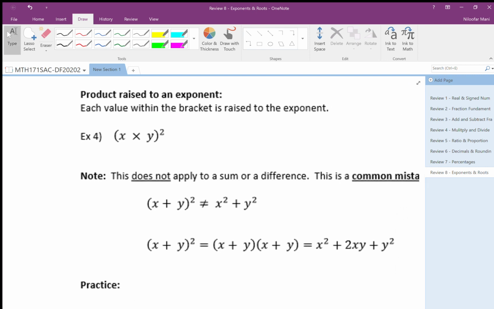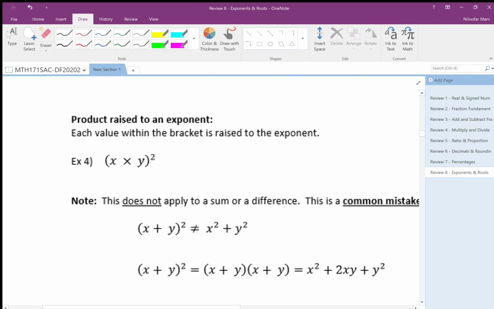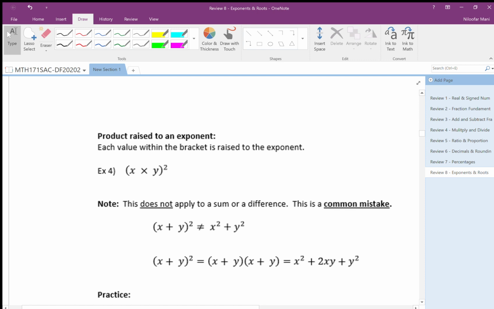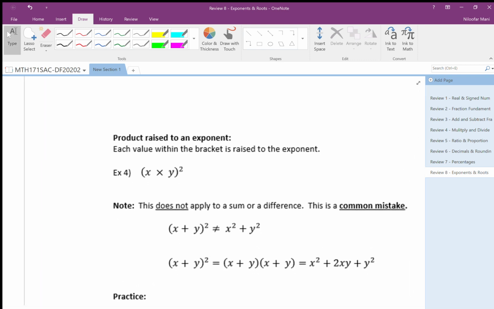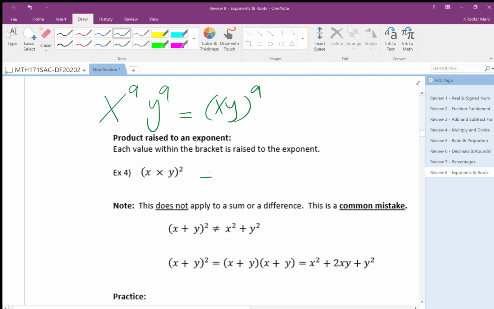Okay, product raised to an exponent. So this one is different. Now we are moving on to another topic, which is when you have different bases but the same power. If you have different bases and the same power, you can multiply the bases and use the power.